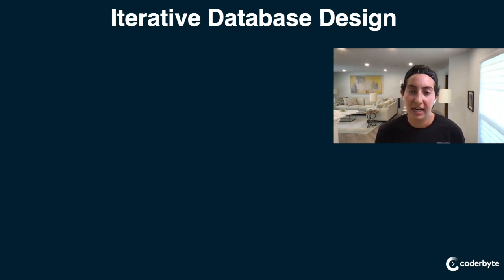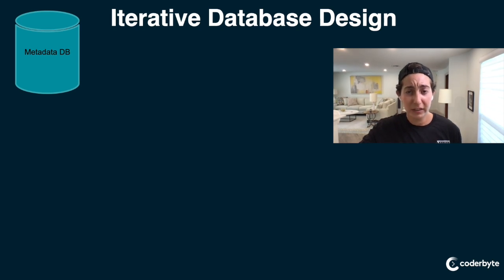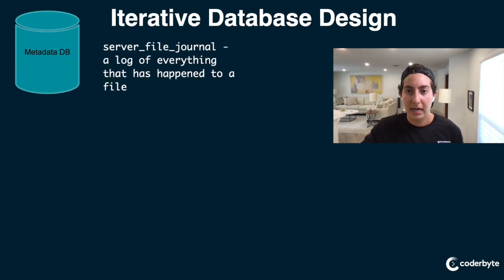So I wanted to dive into this and talk about the way in which the database was designed in Dropbox in order to scale and to accommodate certain requirements. So we're going to talk about that metadata DB. Remember, this is the thing that's keeping track of the information about the files. And we're going to talk about a specific table called the server file journal. This is going to be a log of everything that has happened to a file.